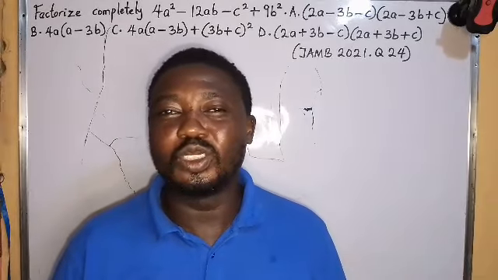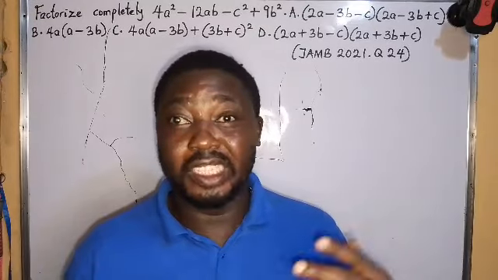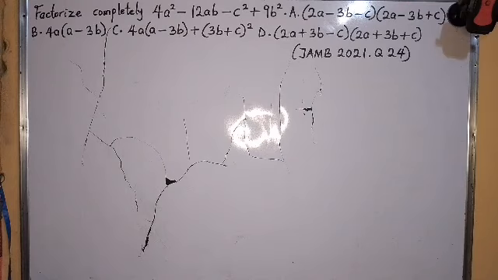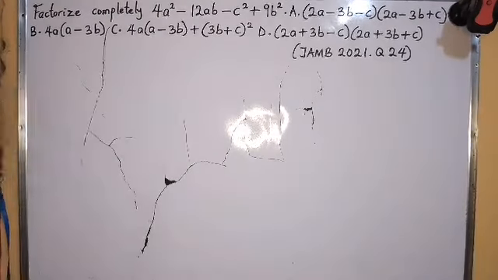So let's solve this polynomial question on quadratic expressions together. We have to factorize completely 4a squared minus 12ab minus c squared plus 9b squared. We have the options given to us. This is JAMB 2021 question 24.